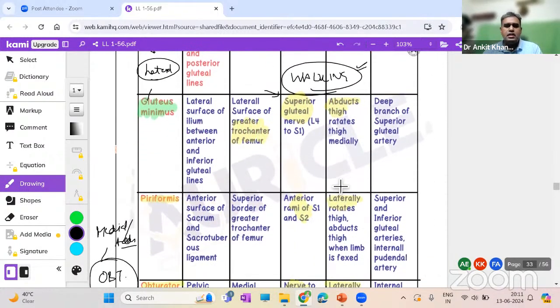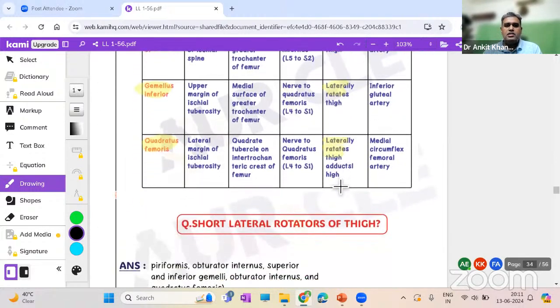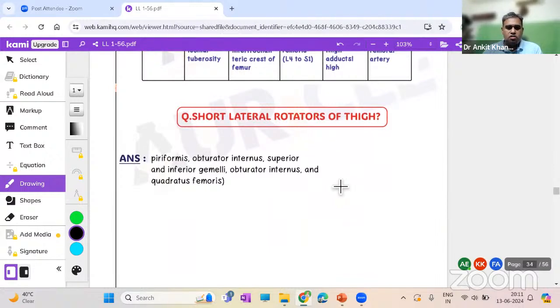Yes, you may remember them. That helps in drive also. So these are your 5 small lateral rotators. It's written also over here. You have these major 5: piriformis, obturator internus, superior and inferior gemelli, 1, 2, 3, 4, and one more, the 5th one, quadratus femoris.